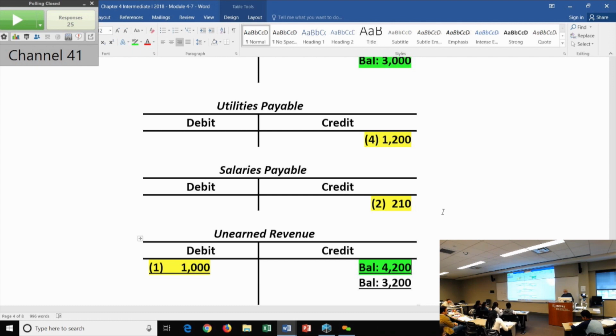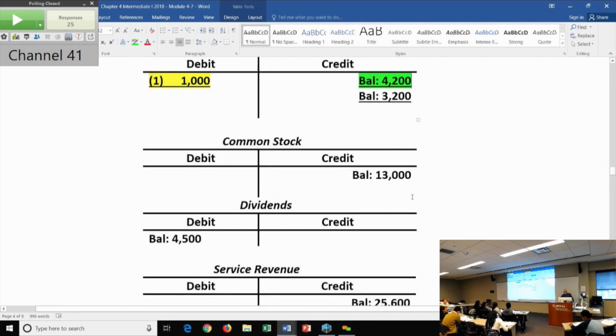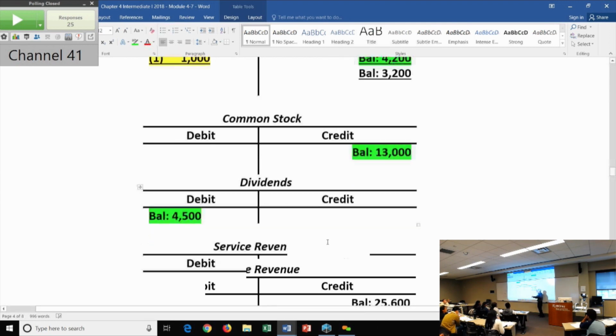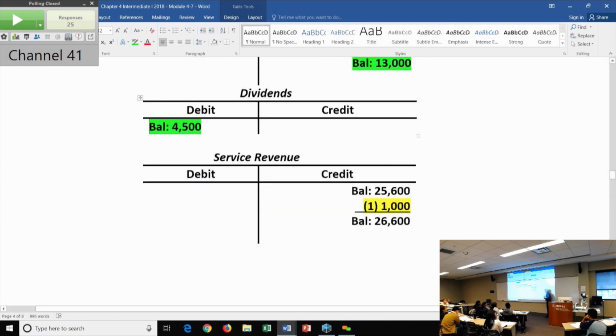Common stock, that was a beginning balance. Nothing happened there. There was no change. The dividends were given to us. Again, no change. And service revenue, well, it started with 25,600, but you just had the unearned revenue earned at the rate of 1,000. So the revenue is now 26,600.